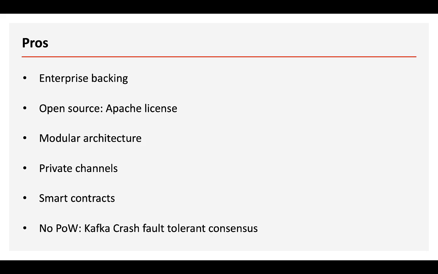So the pros of Hyperledger are that it has enterprise backing. It has many application examples. If you go to hyperledger.org, you will find a lot of real life applications. It's an open source modular architecture. It has the idea of private channels, which helps you to keep certain information flow separate from another set of information flow and information systems. It allows smart contracts, and there is no proof of work. So you can have multiple different types of consensus as your situation demands.